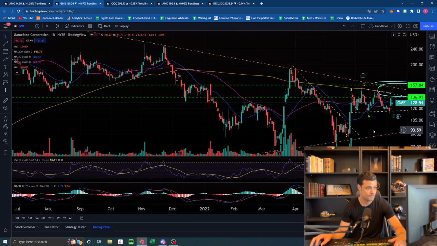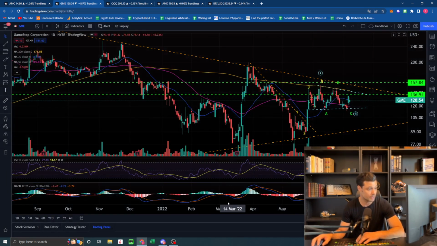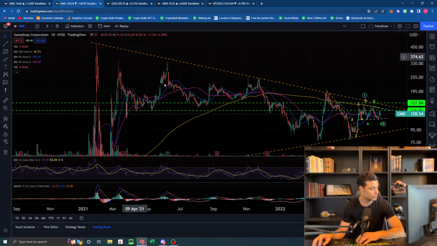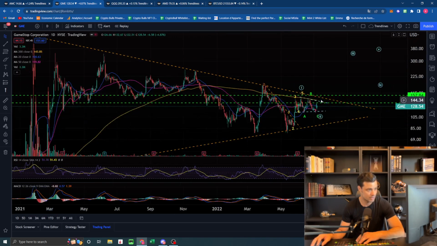Now, GME. GME, same thing, guys. So just to compare those two, the AMC 21 level that is created by the trend line is the GME 150 level, roughly.